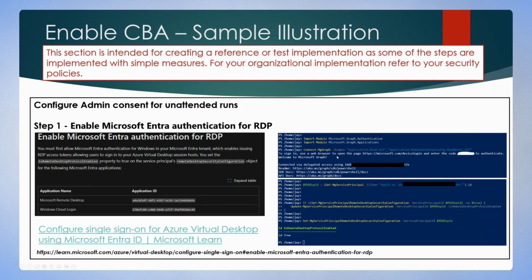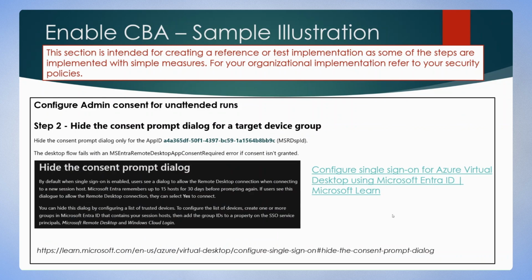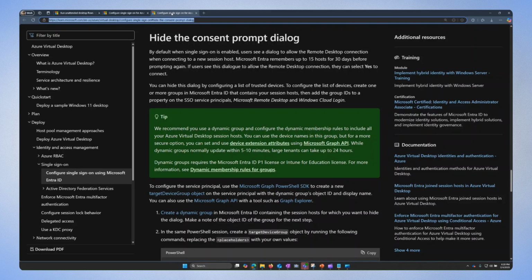So this is what I have done. I have used the Cloud Shell to connect to my environment on the Azure side. I have run the mggraph command, provided the app ID, and enabled the remote desktop protocol for that particular app ID. The next step is to hide the consent prompt dialog for the target device group. This one requires a few steps, which are listed out in this article. Let's see how that article looks.